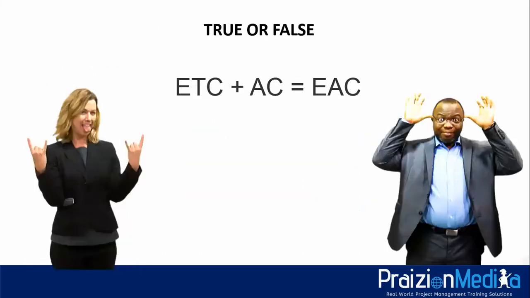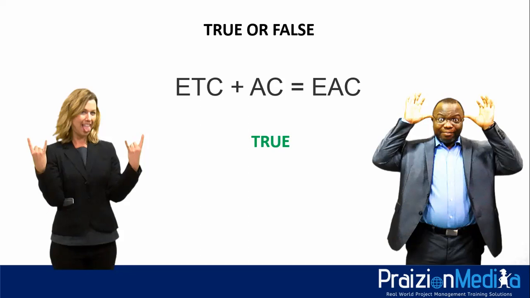Next question, ETC plus AC equals EAC. In other words, estimate to complete plus actual cost equals estimate at completion. 3, 2, 1. That is actually true. So imagine the amount of money you need to complete a project plus the money you've spent gives you the total estimate, the EAC. It's that simple. If you are lost with that one, you need to watch my videos on forecasting. It'll help you understand this.